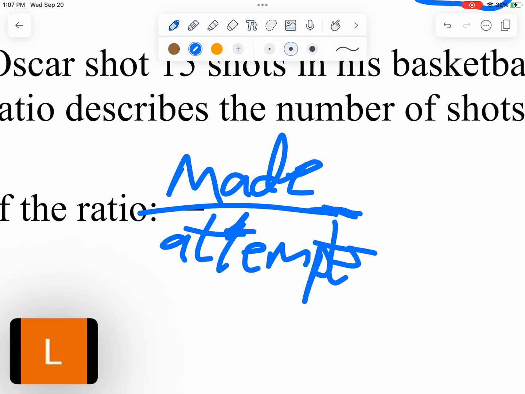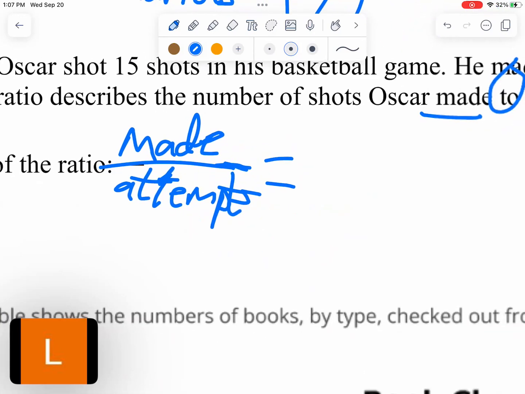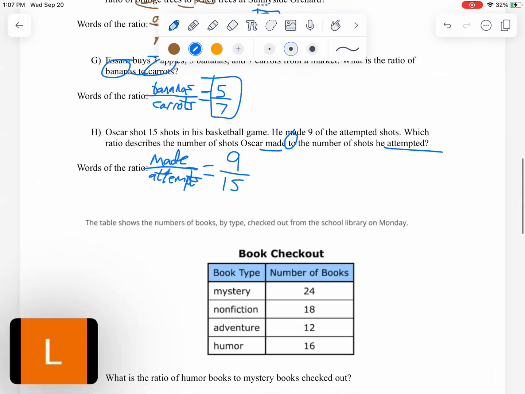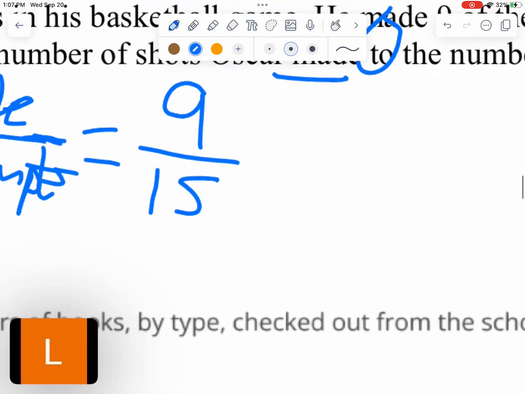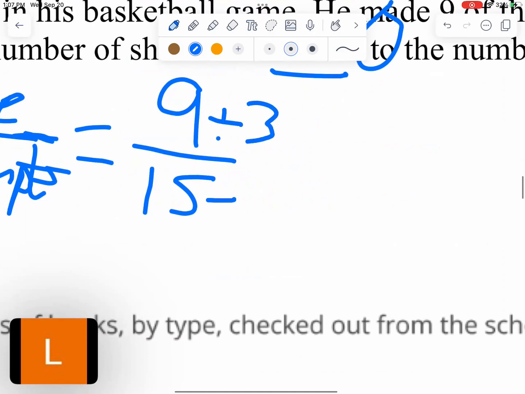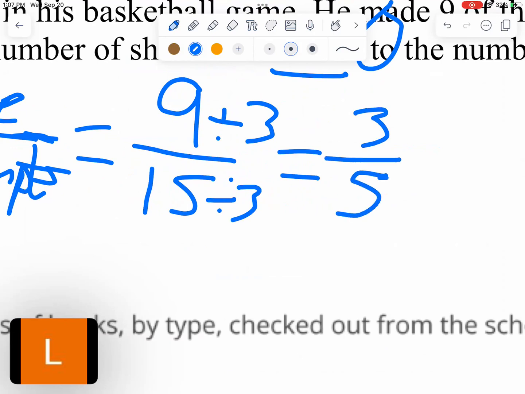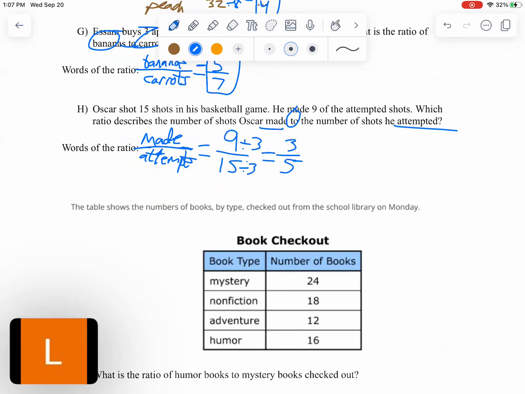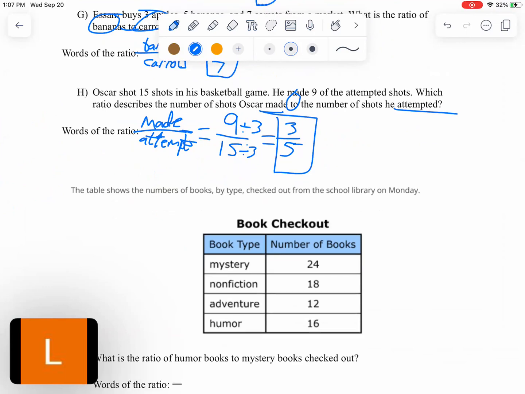Okay. So Oscar made 9 out of 15. Now, that's not reduced, however. Common factor here is 3. So Oscar made 3 out of every 5 shots that he attempted. And that is our answer. I'd really appreciate it if you would also work on identifying where your answer is so I don't have to hunt for it.